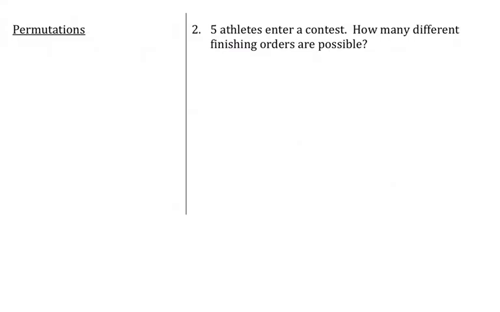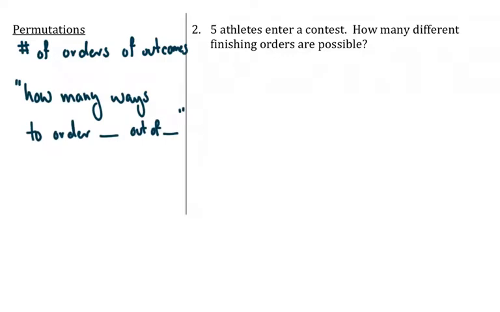Now, permutations use factorials to calculate and to answer problems like what we see in number 2. So 5 athletes enter a contest. How many different finishing orders are possible? So how many ways are there for these people to finish in this order? And this is a permutations problem, which is about the number of orders of outcomes. So how many ways could things be arranged? How many ways could we put books on a shelf? How many different seating charts could we make? These are all examples of permutations. So how many ways to order something out of something?